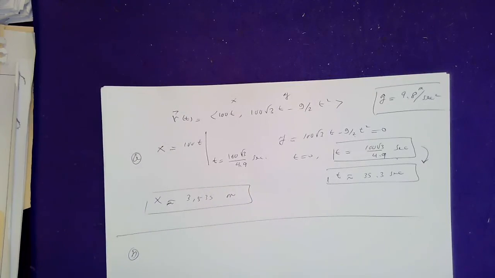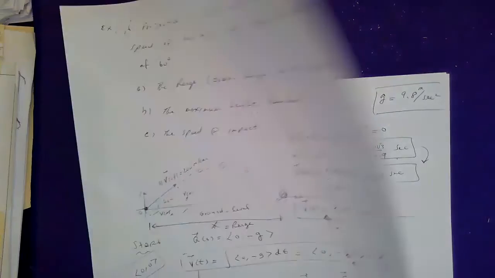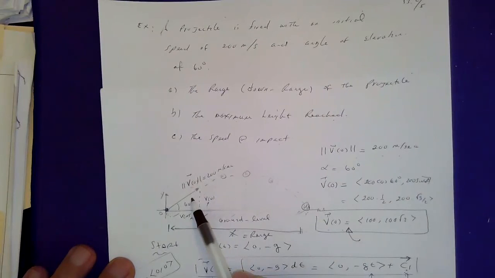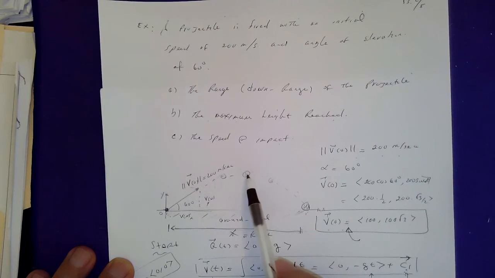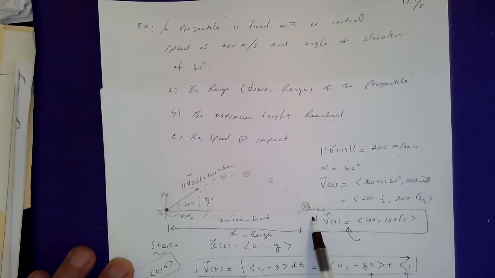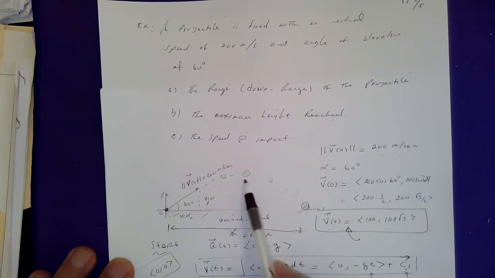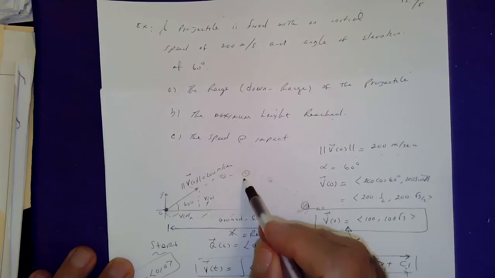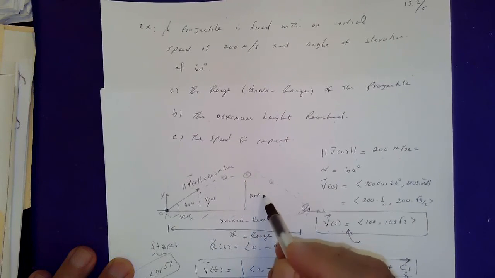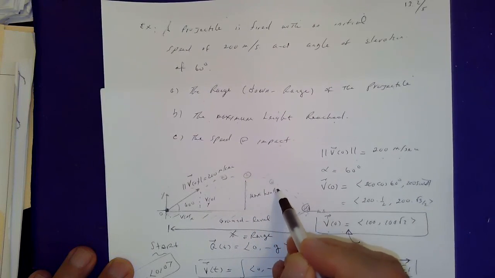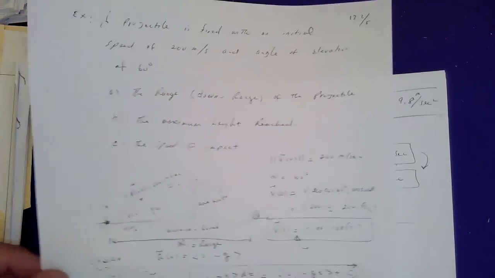Part B is, what is the maximum height? In other words, when the mass goes up, at some point it reaches its maximum, then it goes down. So this is where the mass changes its direction from going up to going down. What is this maximum height? This guy right here. What is this maximum height? You see it. How do I do that?